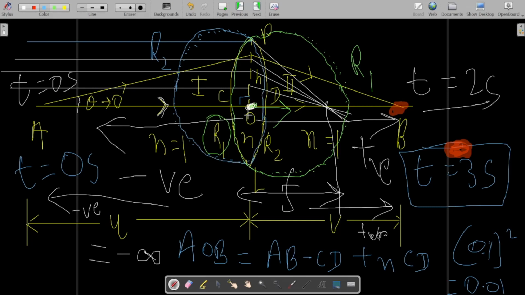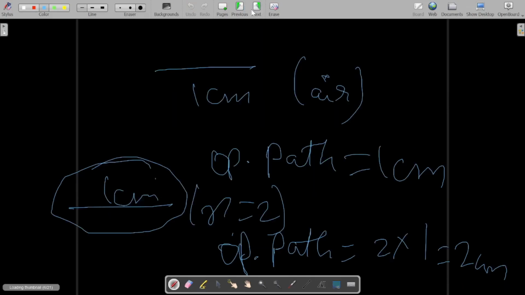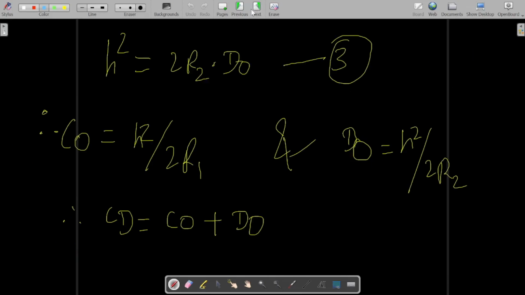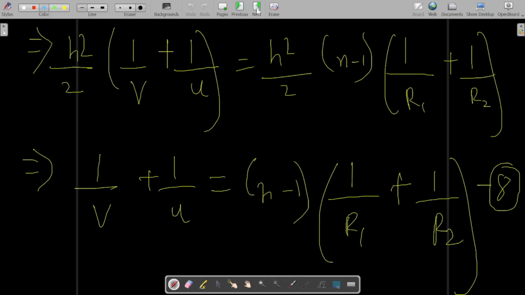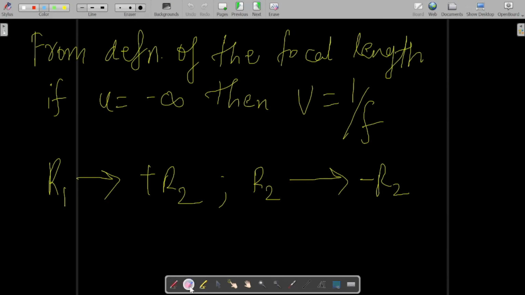R2 will be leftward of this O. So R2 will be taken as negative and R1 will be taken as positive. By sign convention, R1 will be equal to plus R1 and R2 will be equal to minus R2.